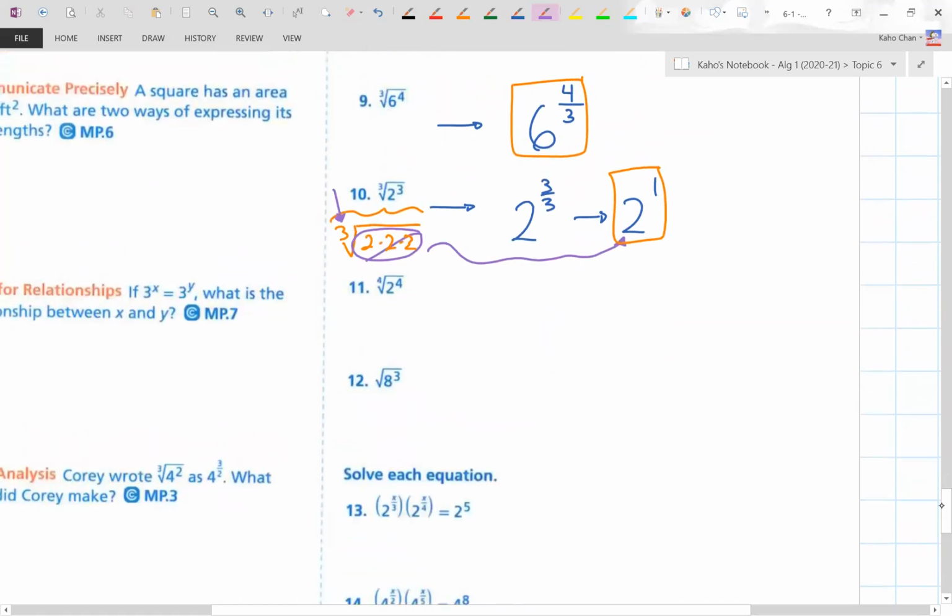Number 11 is the same. Kind of weird. I gave 2 of the same type of problems. This is 2 to the 4 over 4. This is literally 2 to the first power again. That was weird.